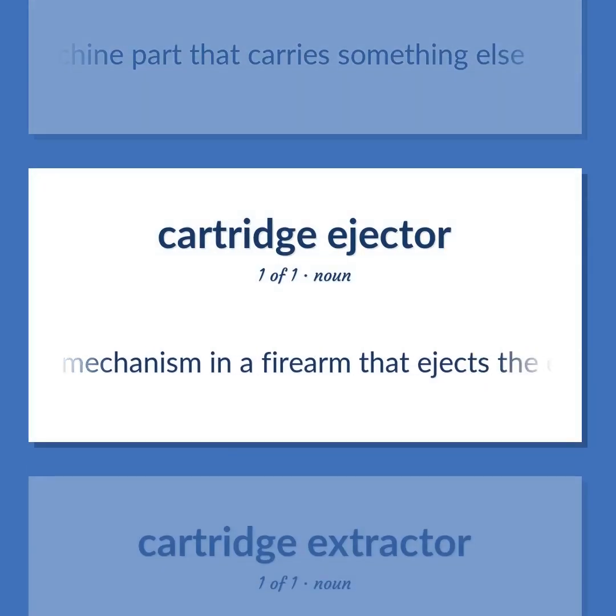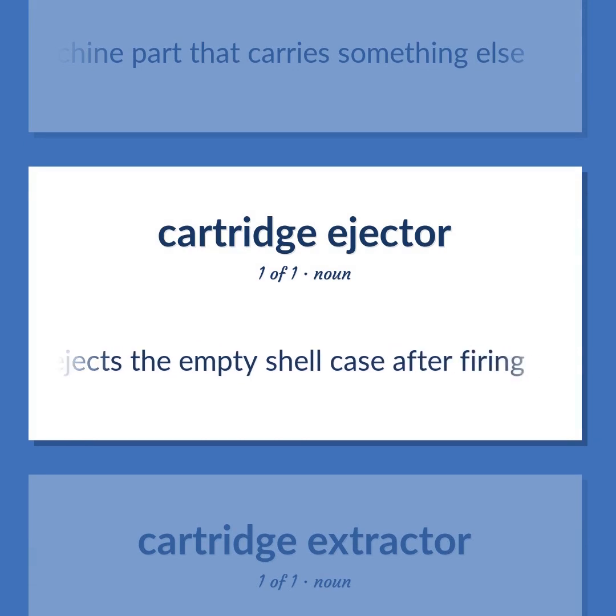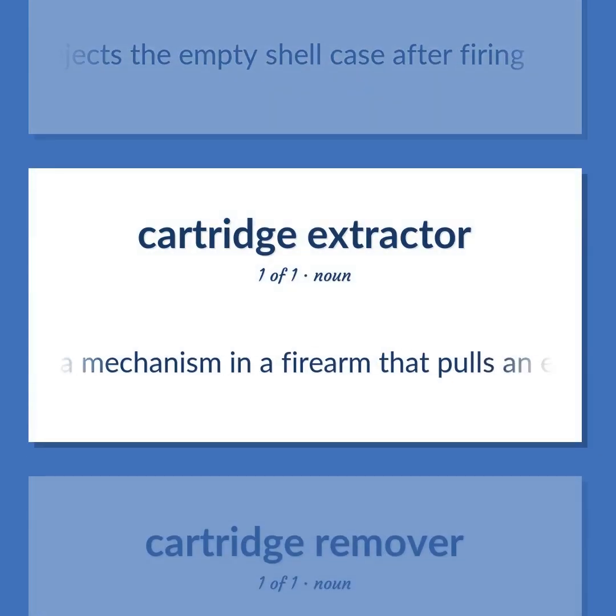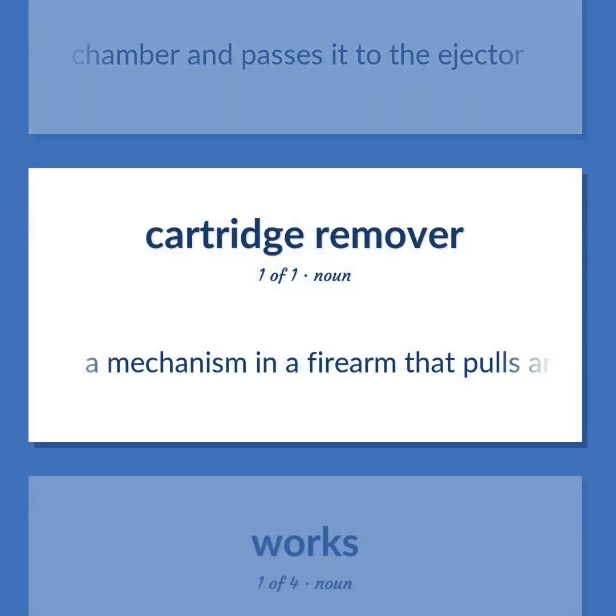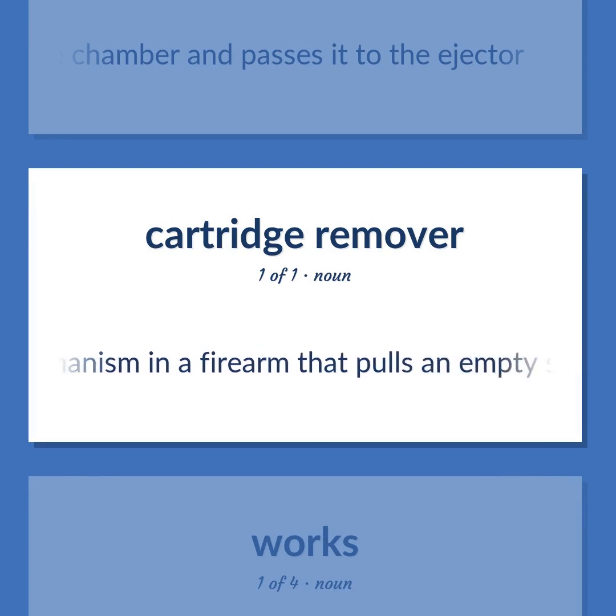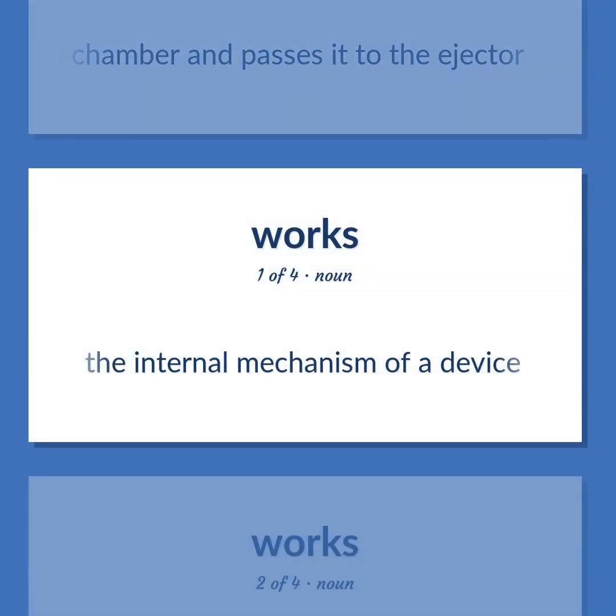A mechanism in a firearm that ejects the empty shell case after firing. A mechanism in a firearm that pulls an empty shell case out of the chamber and passes it to the ejector. The internal mechanism of a device.